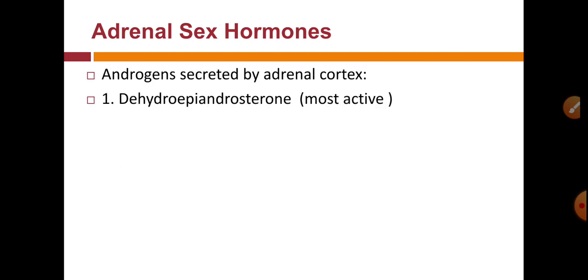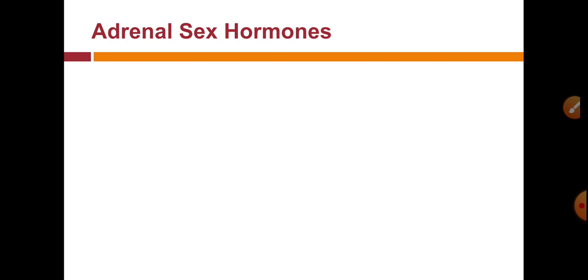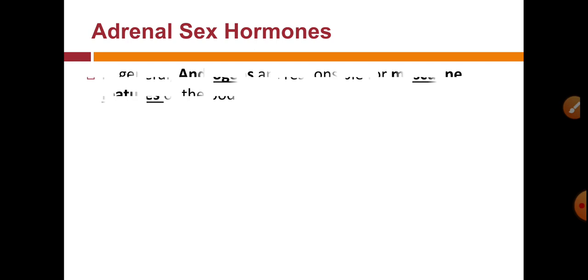So androgens secreted by adrenal cortex, these are the three androgens: dehydroepiandrosterone, androstenedione and testosterone. Out of these three, the first one is the most active, but all these androgens are secreted in less quantity compared to secretion from the testes. So the activity of these hormones is very insignificant. But when they are hypersecreted abnormally, there is no special effect in the males, but in females it will produce masculine effects.